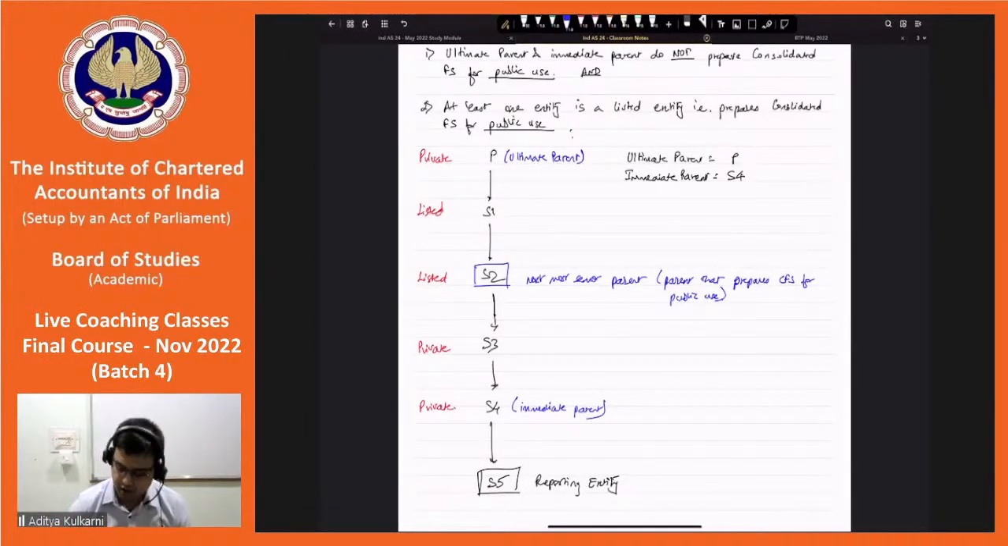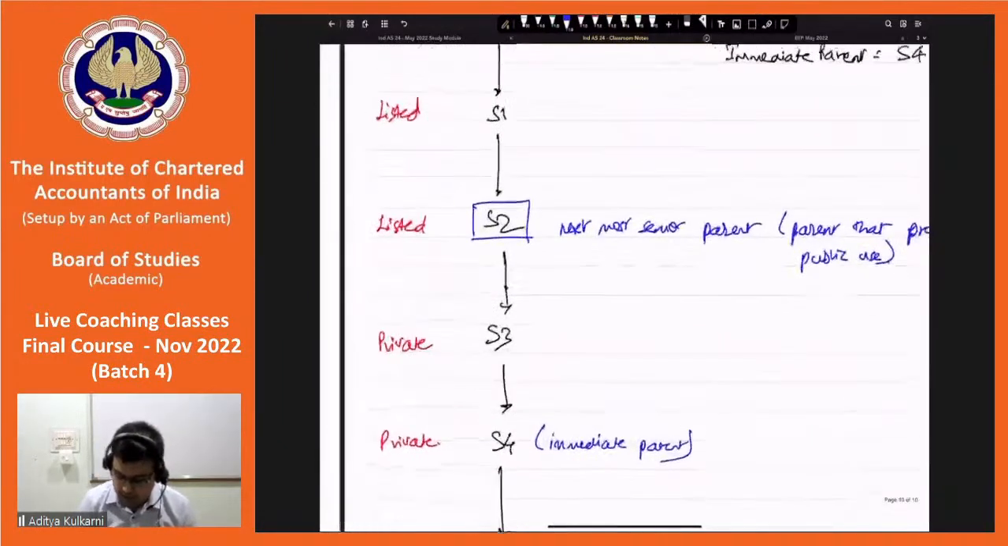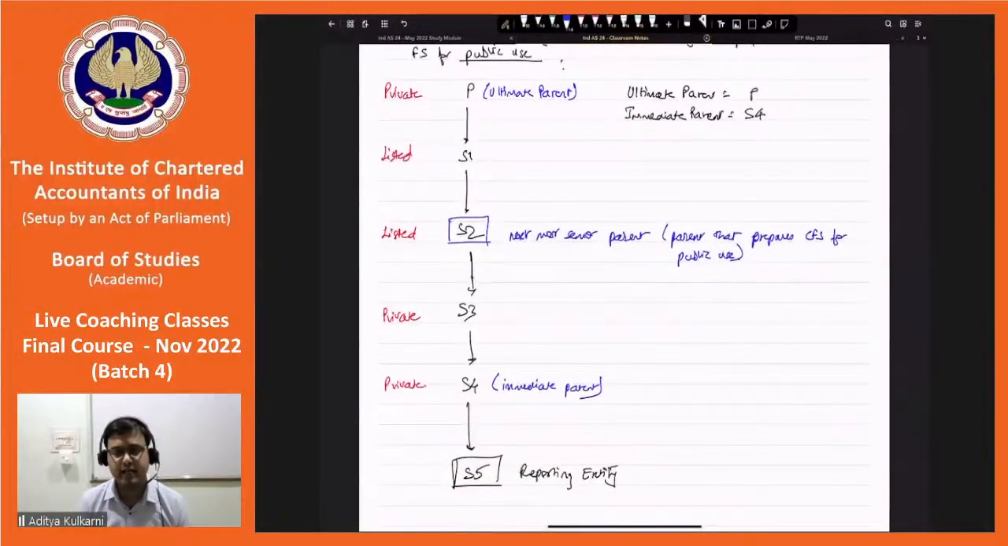Why is there a concept of next most senior parent? See, if S5, the reporting entity, is unlisted, S4 is unlisted, S3 is unlisted, then the disclosures that need to be made for transactions between the parties will not be available to the public. If you are S5, you will not be able to see S4's financial statements. If you are a reader of S5's financial statements, you will not see S4's financials. Why? Because it is private.